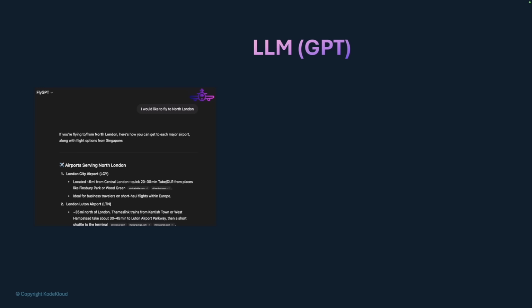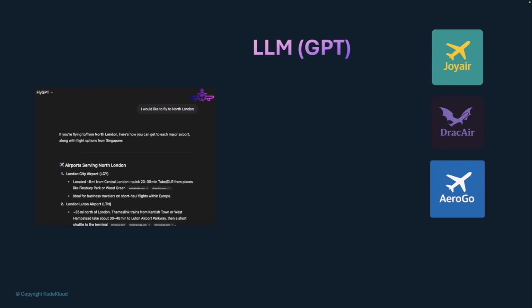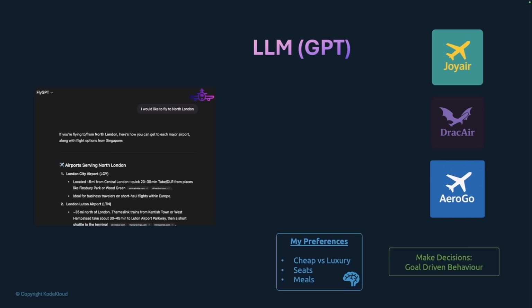Now, in our application, when I say I would like to fly to North London, my application should be able to interact with these third-party flight services, such as whatever is listed here, and then retrieve flight details from these sites, and then also compare that against my preferences, such as whether I prefer cheap or luxury flights, or my seat preferences or meal preferences, and based on all of that information, make a decision for me, and not stop until it's retrieved enough information to be able to make a decision and then book the flights for me and tell me the flight details. So I'd like my AI to take action for me.